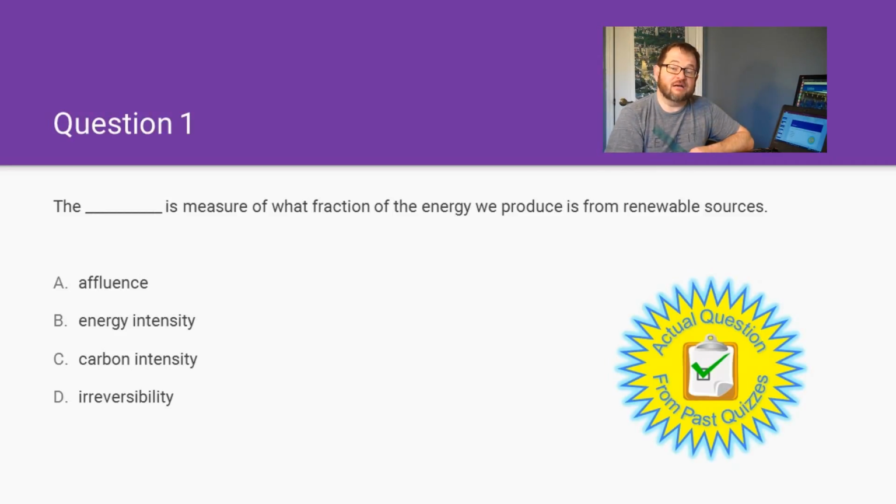Before we move forward, I want to ask a couple quick questions about what we've learned so far. Question 1. The blank is a measure of what fraction of the energy we are producing from renewable sources. Is that affluence, energy intensity, carbon intensity, or irreversibility? Which of those terms there is a measure of how much energy we're producing from renewable sources? Make a choice from those 4 options and get a little feedback before you move on to question 2.